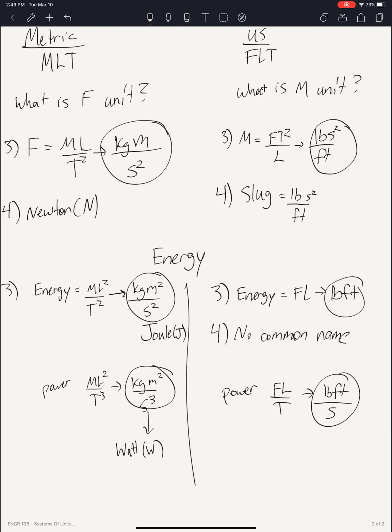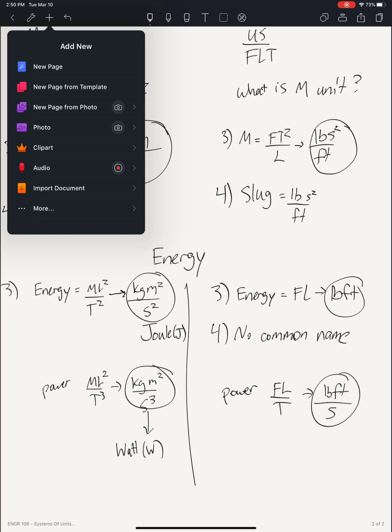That's it. That's the process to determine what is a standard unit. The next question is, why do we like standard units? Why standard units?